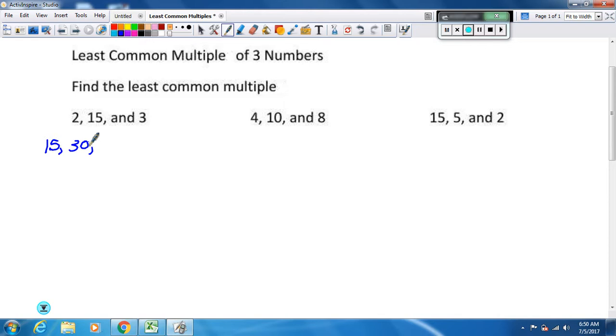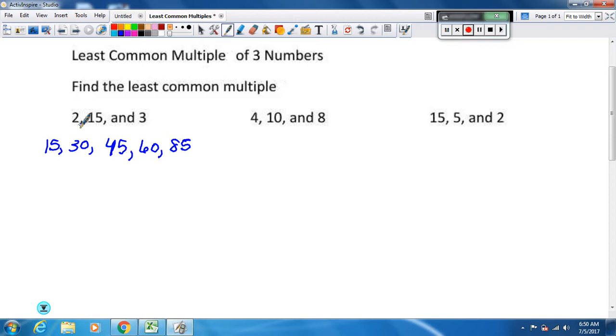15 plus 15 is 30. 30 plus 15 is 45, or you can look at that as 15 times 3, however you want. 15 times 4 is 60, and 15 times 5 is 85, and that should be more than enough. Now you want to look at the other numbers 2 and 3 and see if they go into each one.